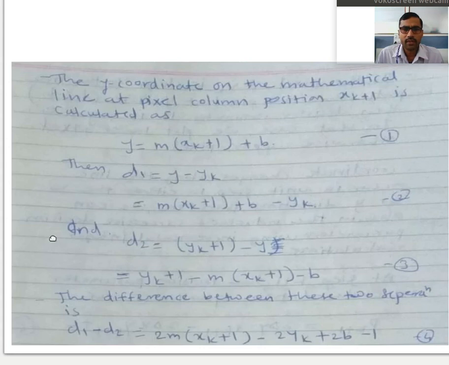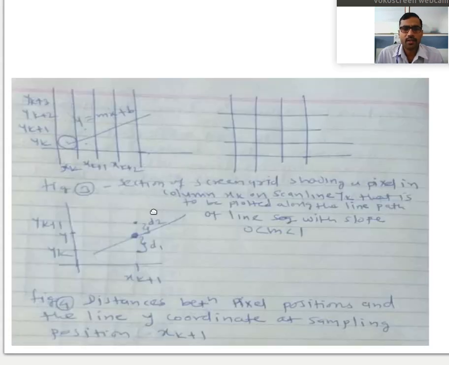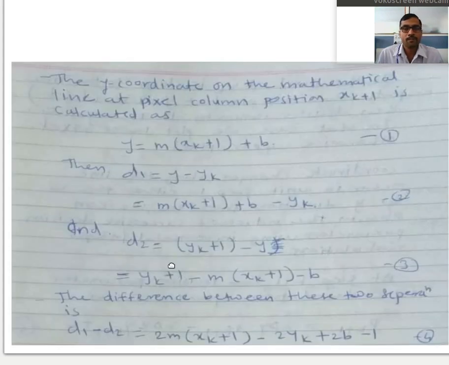Again going back to this diagram, we can see the line equation satisfied by this line, y is equal to mx plus c. So d1 is nothing but y minus yk, and d2 is equal to yk plus 1 minus y. So this is d2 and this is d1, given with the help of equations. Putting the value of y in this equation, we will get equation number 3.